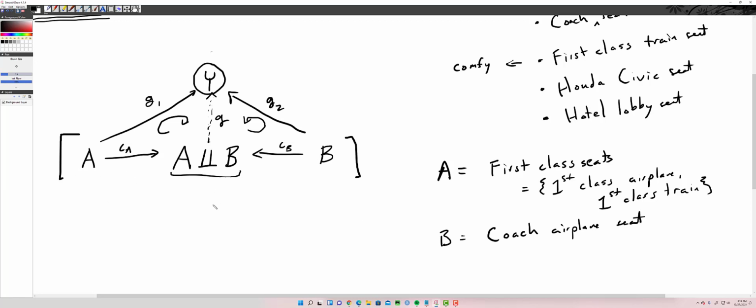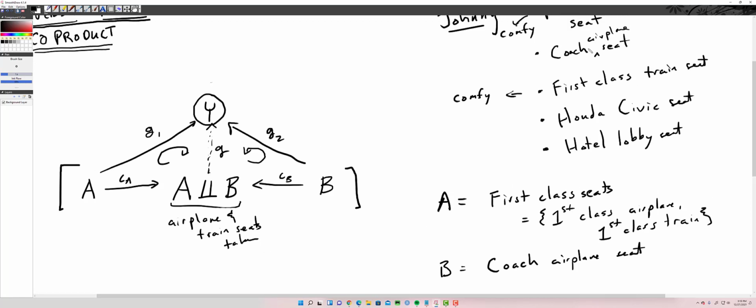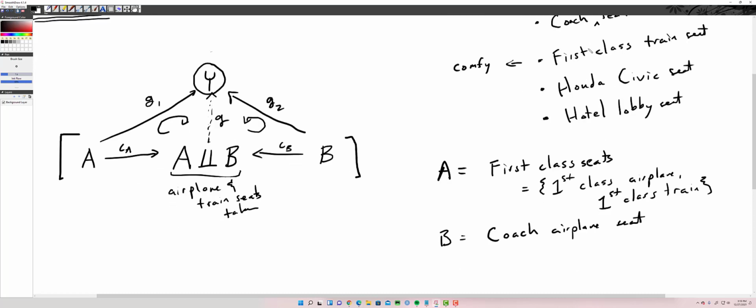What's the coproduct of A and B here? Well, I could call it airplane and train seats taken, right? Because that's what it is. I mean, it's covered everything. You could call it something else too. You could call it like all the trains, the non automobile seats taken, or something of that sort, right?